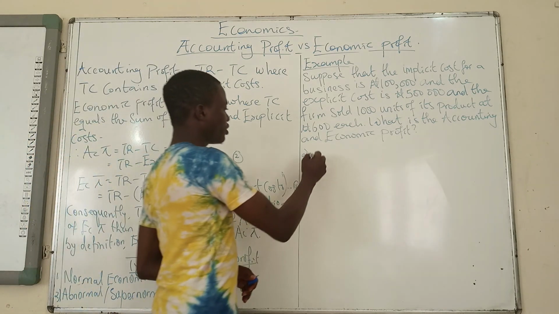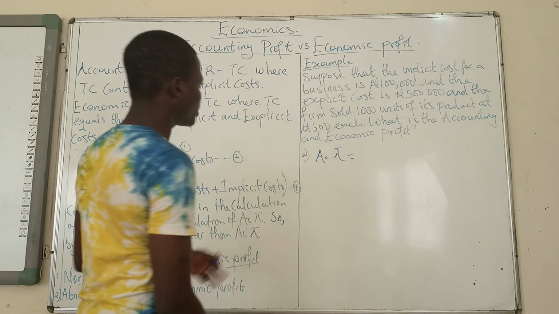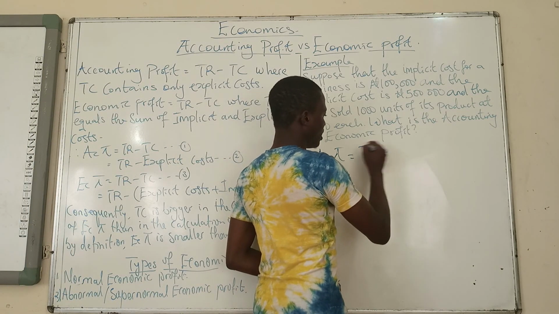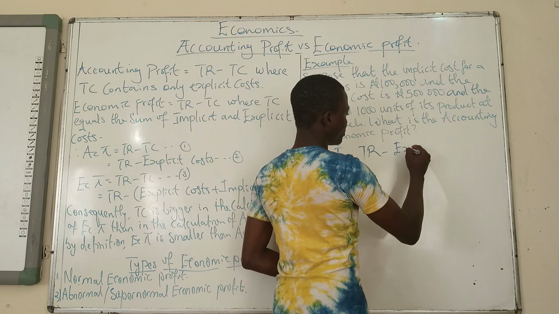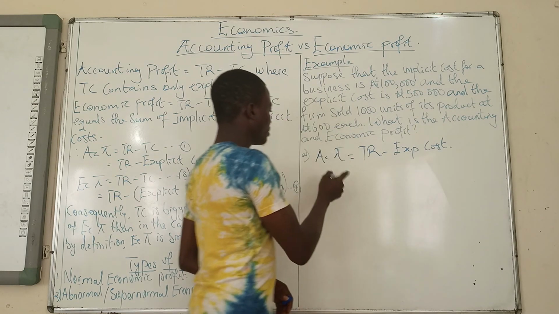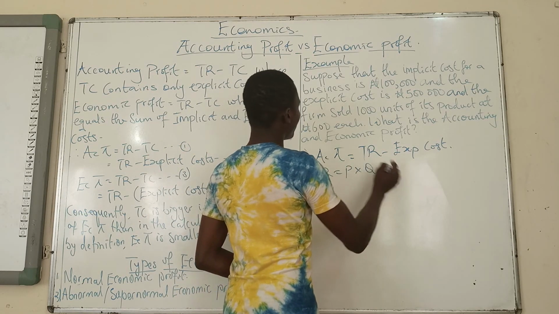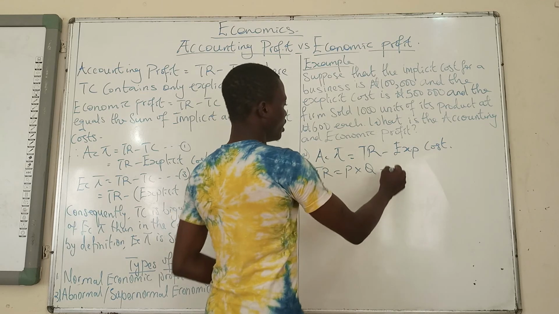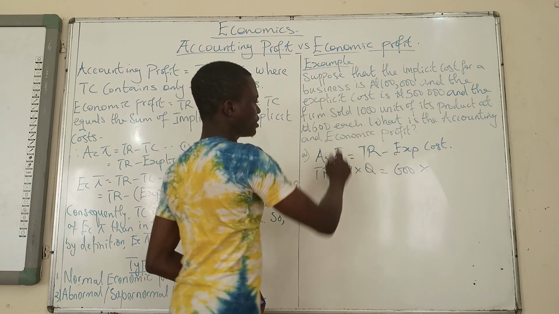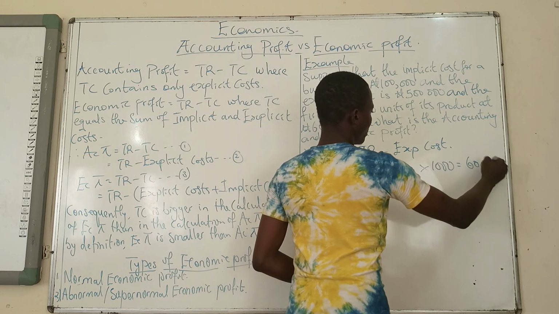Now, accounting profit is total revenue minus the explicit costs. So how do we calculate our total revenue? Let me just write it out. Total revenue is equal to price times quantity. And what is the price from this? The price is 600 naira. So we have 600 naira multiplied by the quantity sold, which is 1,000. So everything gives us 600,000 naira.